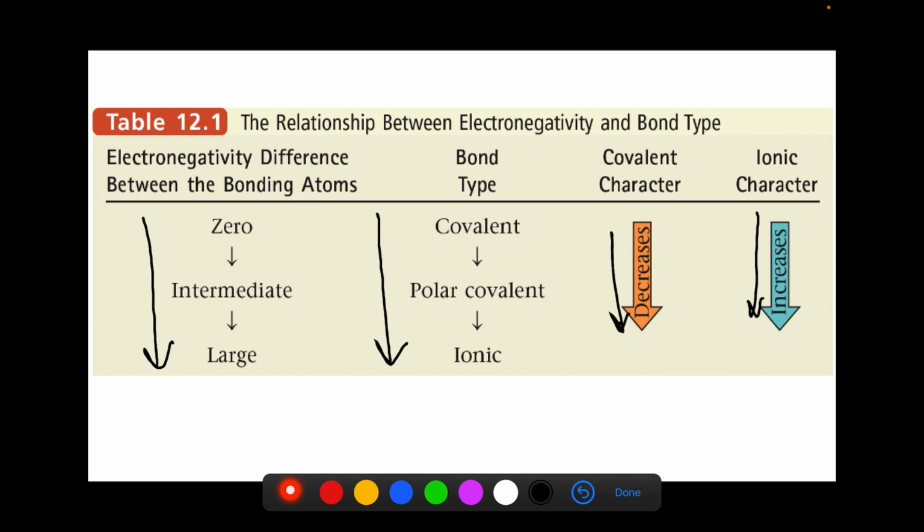Likewise, as the electronegativity difference decreases and it becomes more and more equal sharing of electrons, we will say that the covalent character increases and the ionic character decreases. But it's important to notice that it lies on a continuum, so all bonds have some ionic and covalent character.